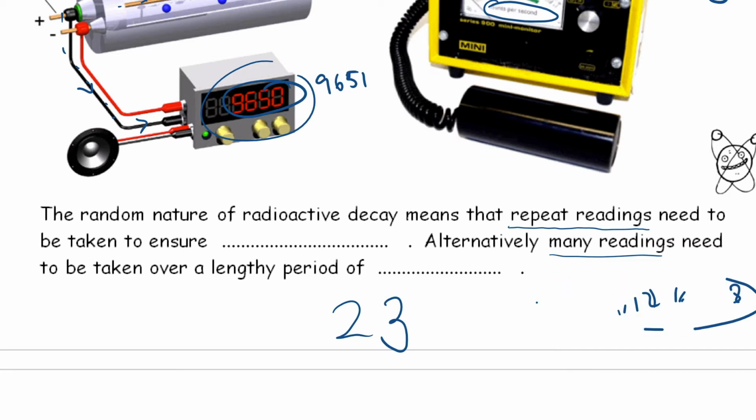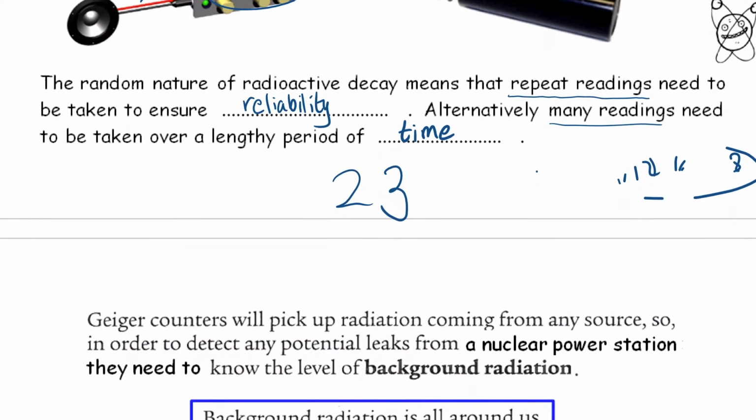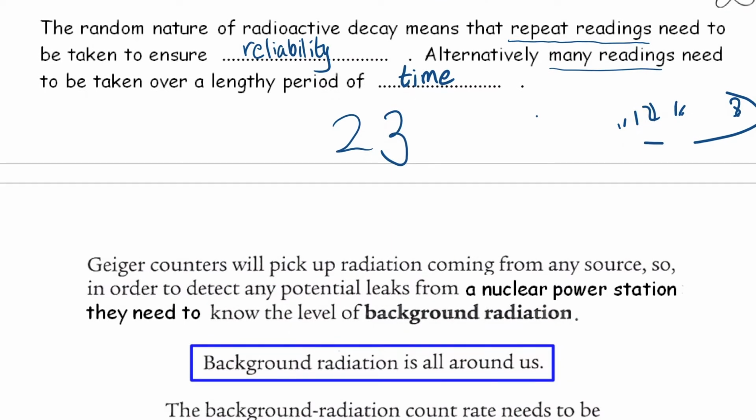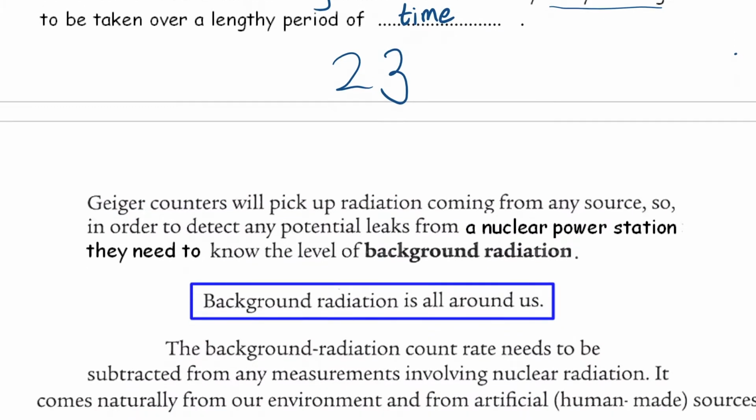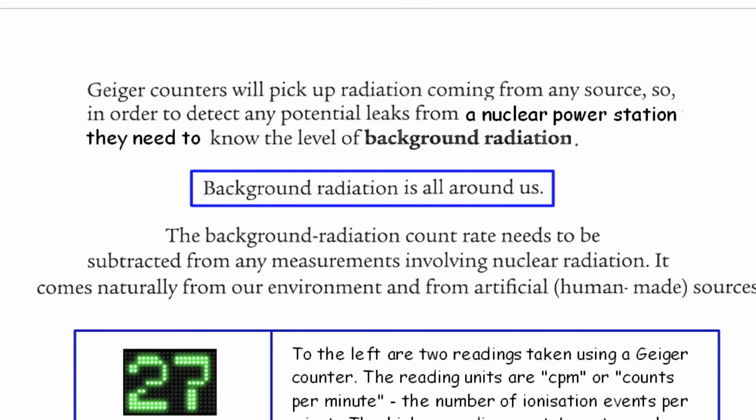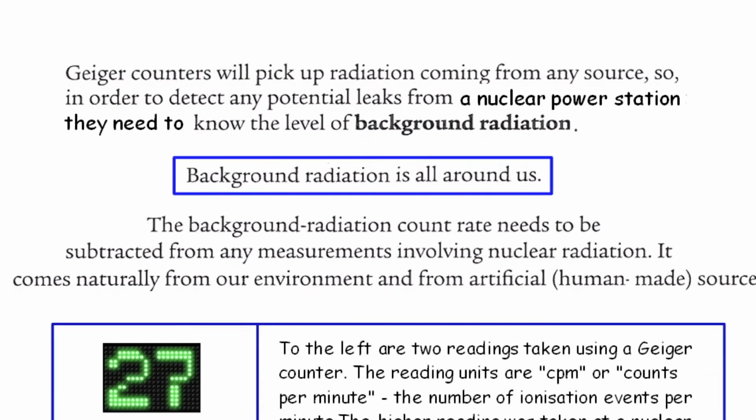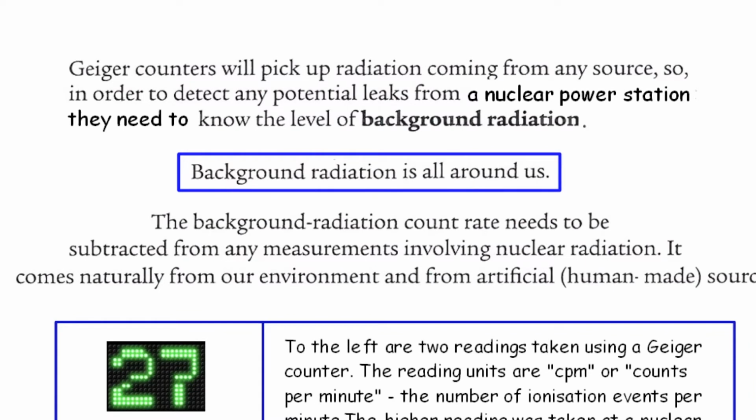So fill in the gaps there. Repeat readings need to be taken to ensure reliability. Alternatively, many readings need to be taken over a lengthy period of time. It could be 10 minutes, it could be 3 hours, it could be even longer. But you just divide by the time that's been used to make the total measurements. So Geiger counters will pick up radiation from any source. So in order to detect any potential leaks from a nuclear power station, they need to know the level of background radiation.